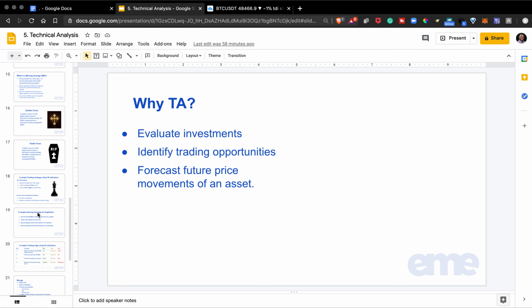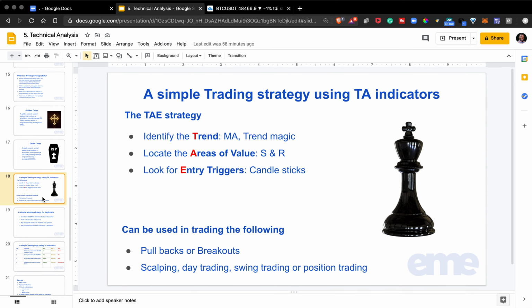So let's go back now and think about how we can actually apply what we've learned today in a simple trading strategy. This is something I learned from Reina Teo. He's a YouTuber, trading guru, very awesome guy. The T strategy. Before you get into the market as a trader, you need to have a trading strategy. You need to have a plan of how you enter a trade and how you get out of the trade.